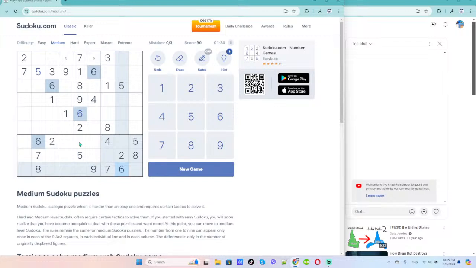And now 3 goes here and 4 goes here. So now what did you observe? 4 can only go in these two cells according to this grid. So I write this down. Let's continue.